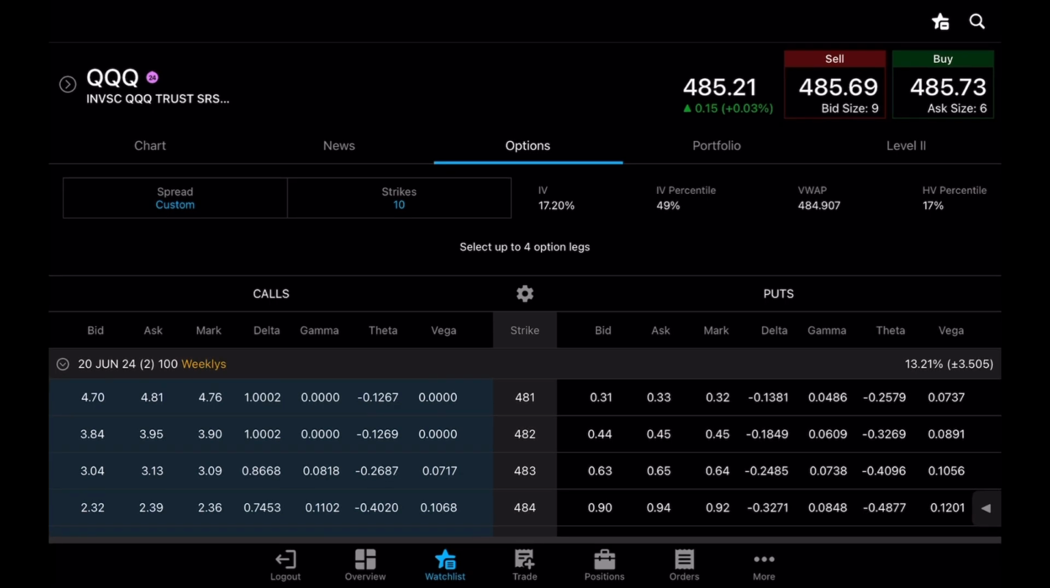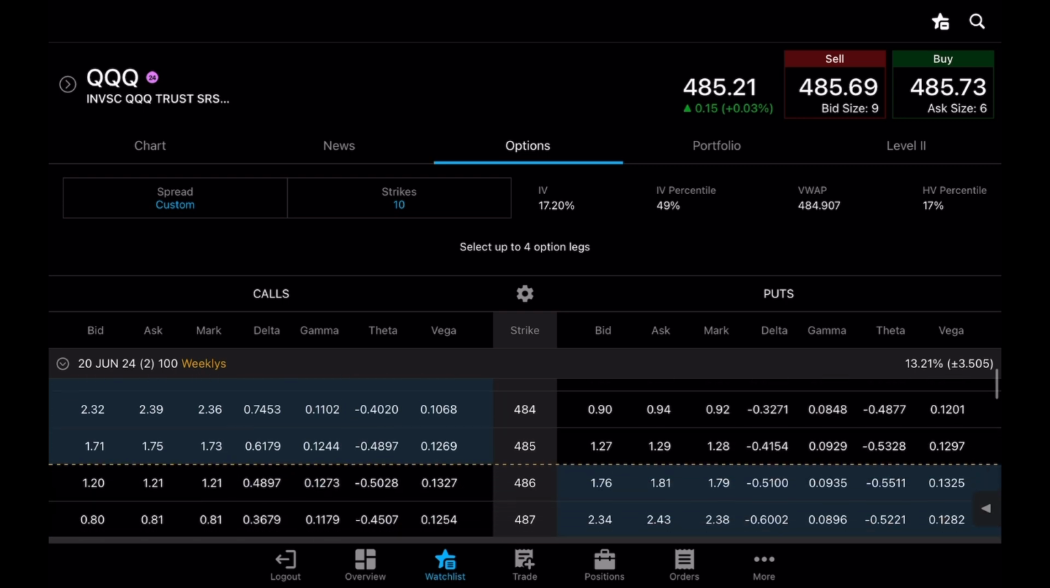Okay, so let's go ahead and focus on the calls to start. The first thing to note is that QQQ is trading at 485. So it's good to know the share price before you hop into any trade. So now we're going to go ahead and take a look. Let's say we wanted to make a play for obviously QQQ to go up maybe $1 to 486.